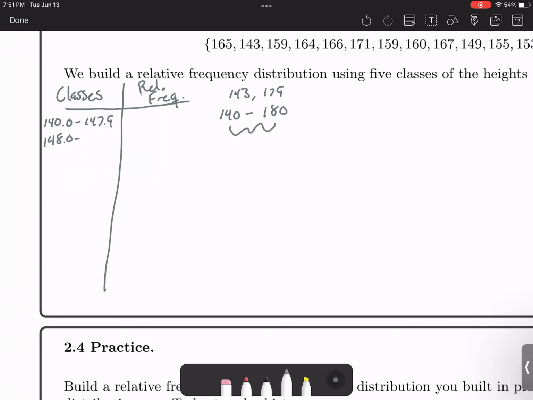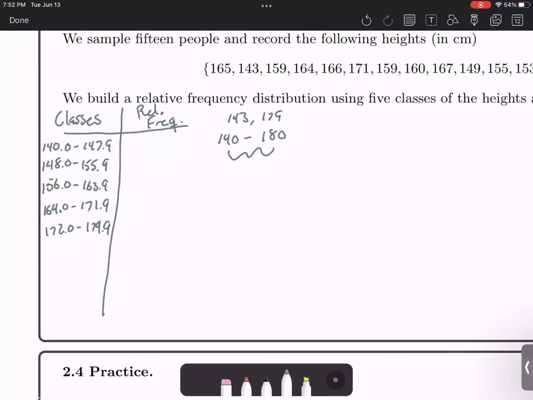Okay, 148 plus 8 puts me at 156. So we'll go to 155.9. This one will pick up at 156 and go on until 163.9. This one will pick up at 164 and go until 171.9, and then 172 to 179.9. All right, so those are my 5 classes. They each have a class width of 8.